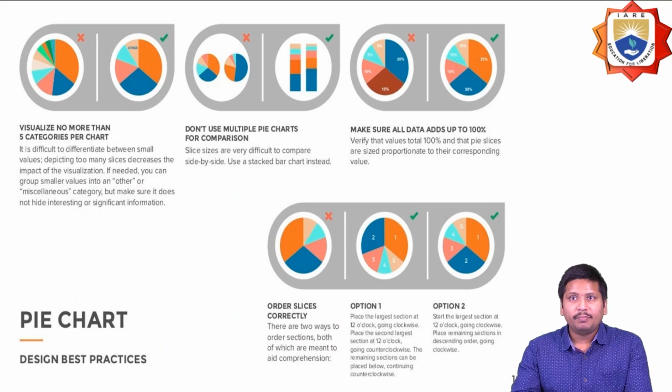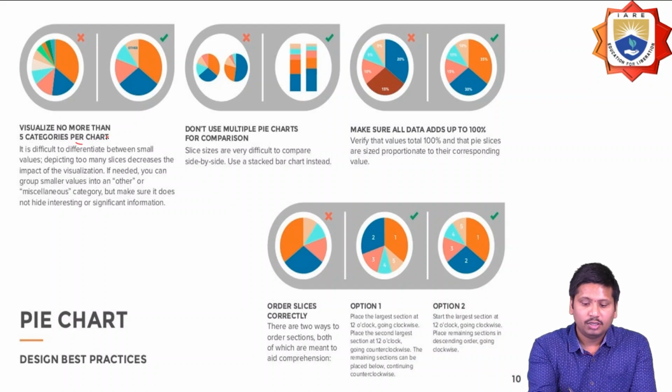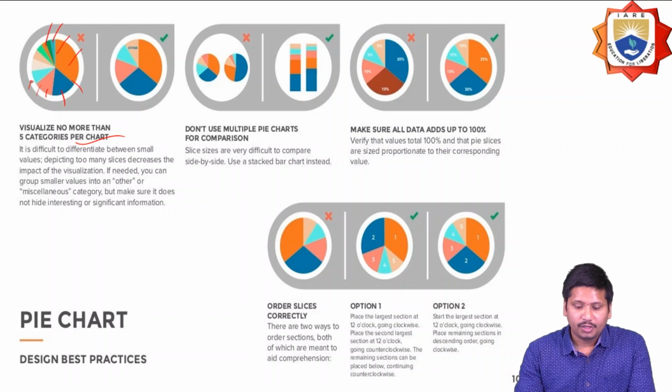So what should be the design practices? What should be considered is that visualizing more than 5 categories is not suitable when we consider a larger number of categories. Why? Because it is difficult to differentiate between the smaller values, and depicting too many slices decreases the impact of the visualization.